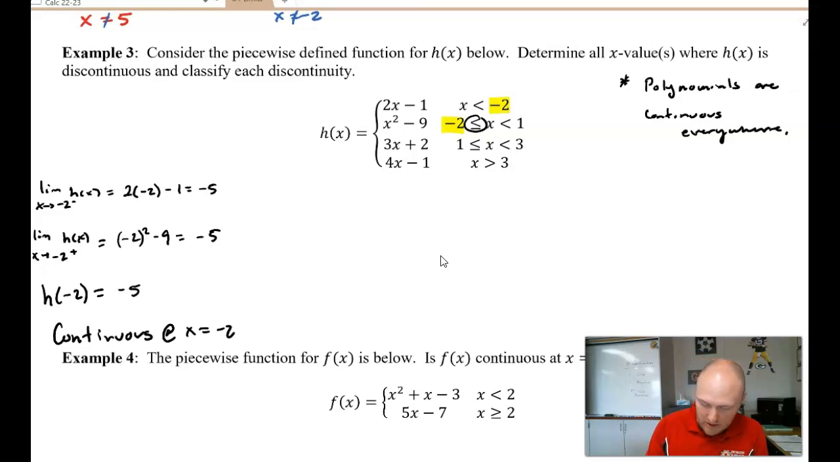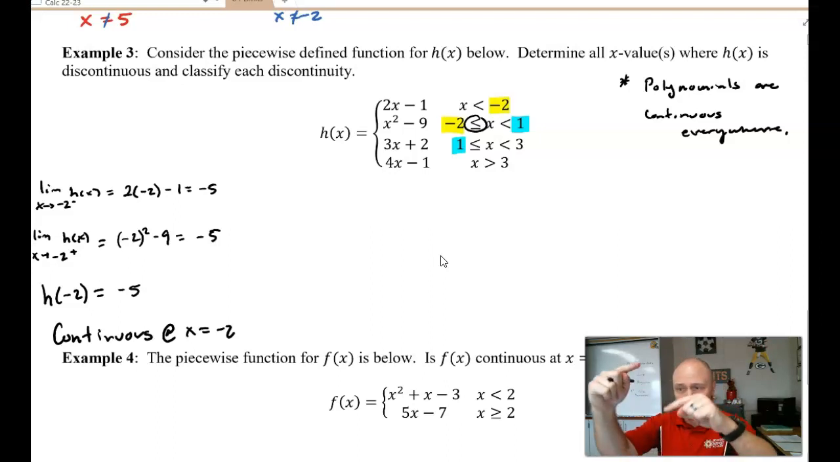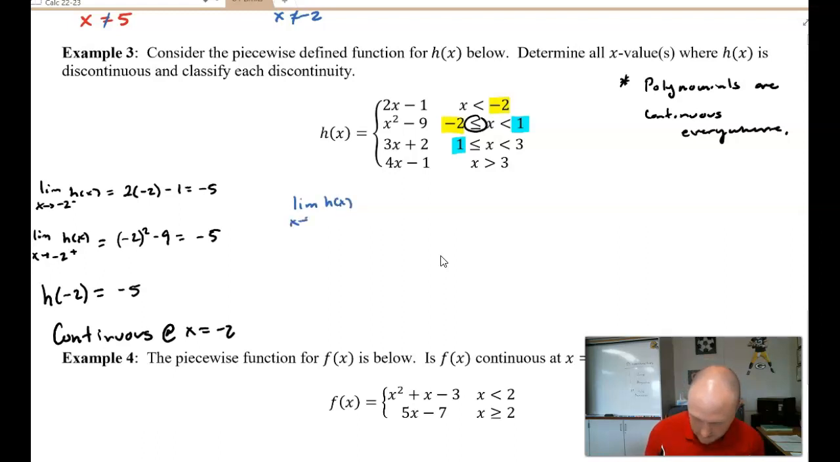Now we're going to play the same game at this cut point, at 1. I have to worry, do I have a jump here at 1? Let me go ahead and investigate. So I'll change my colors here. We're going to be writing a lot. Sorry, hopefully you didn't write in the middle. If not, get another piece of paper now. So as x approaches 1 from the left, what's happening? I have 1 squared minus 9. That gives me -8.